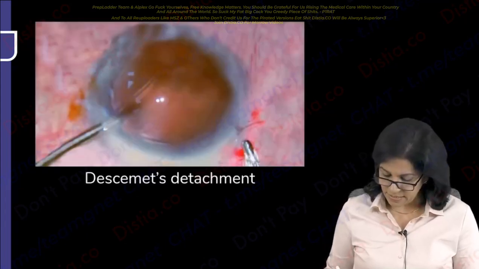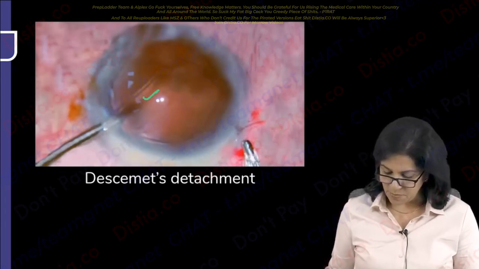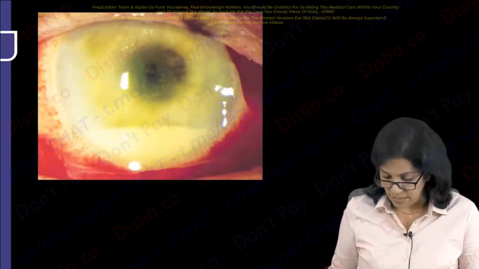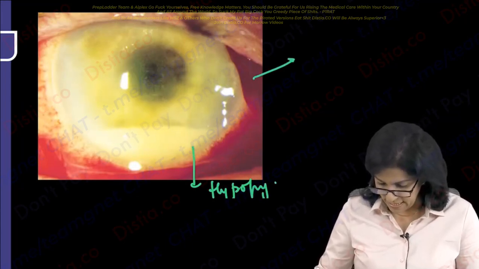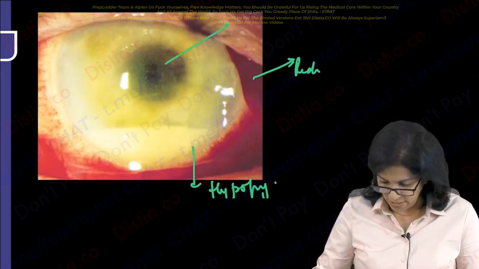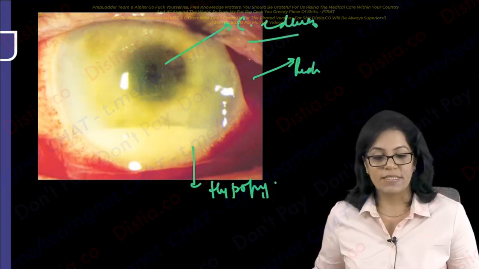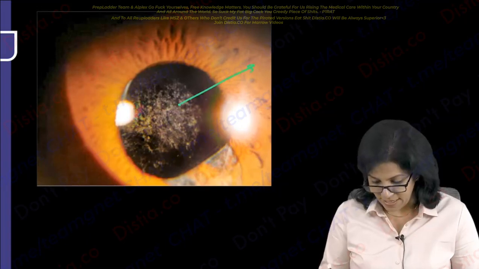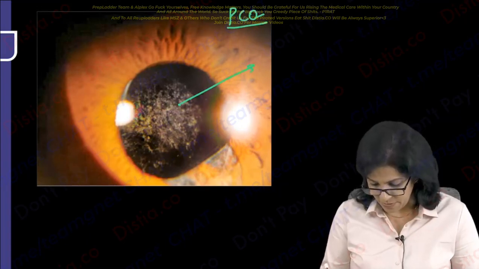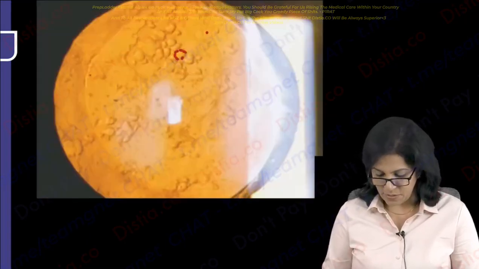This is your Descemet's membrane detachment. And this is a case of endophthalmitis with hypopyon. Lot of redness in the eye, corneal edema. These are the things which we can appreciate on this slide. This is the opacity, the PCO fibrosis type. Okay. So this is your posterior capsular opacification, which is fibrosis type or diffuse type.